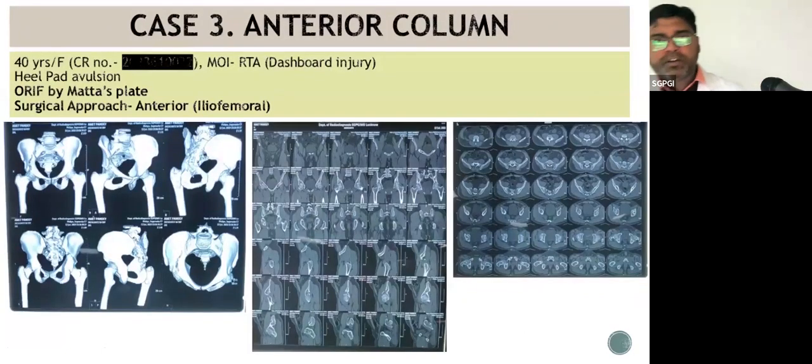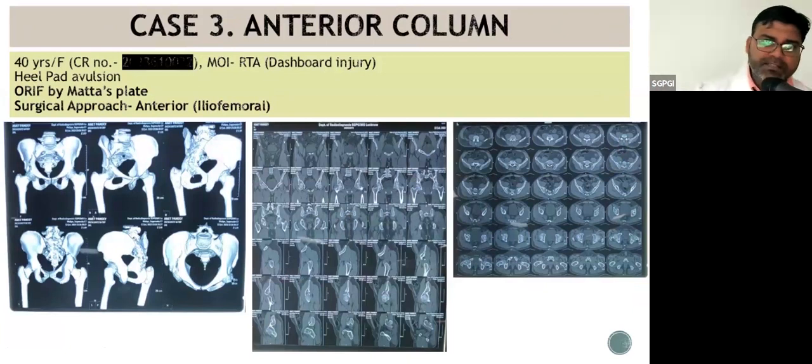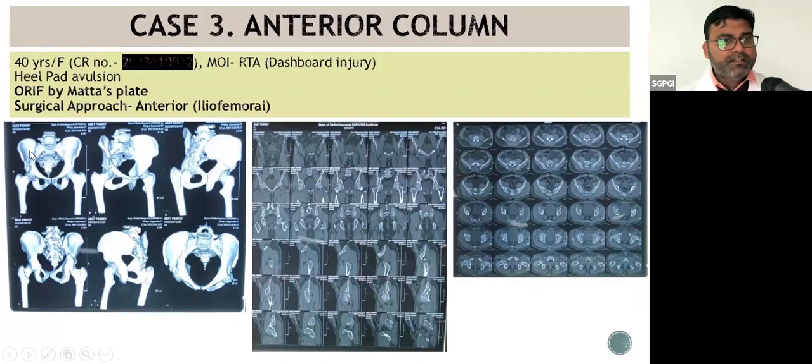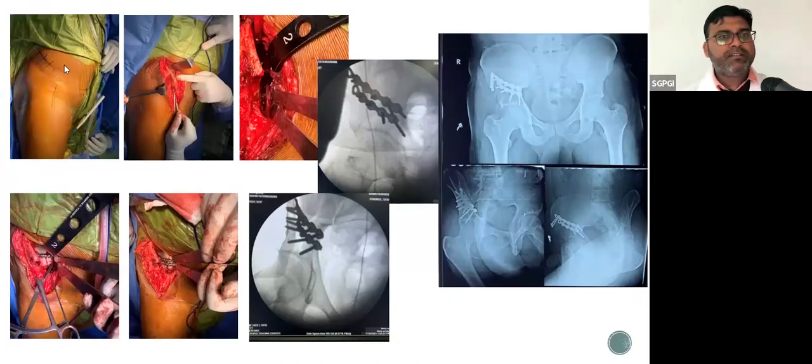Now, anterior column fracture. This was a simple case where the patient had a dashboard injury, and as you can see there is a fracture of the anterior column over here. I will not go into too much detail about these CT scans. You can see that just by a straightforward iliofemoral approach, we could access this fracture. We fixed the fracture, we compressed this, and now the hip joint is quite congruous, as you can see.